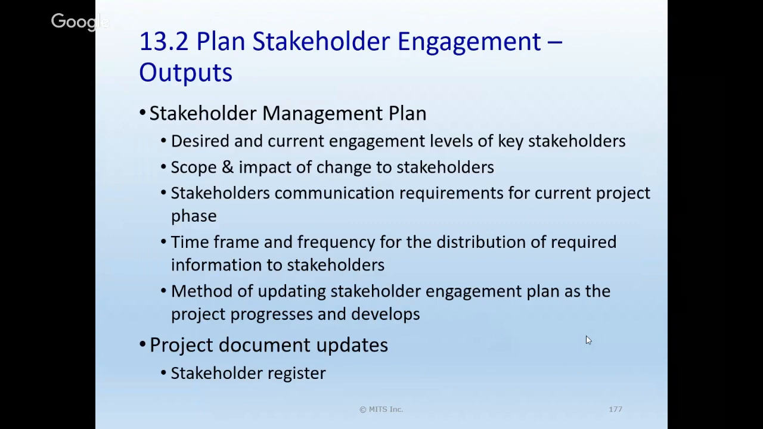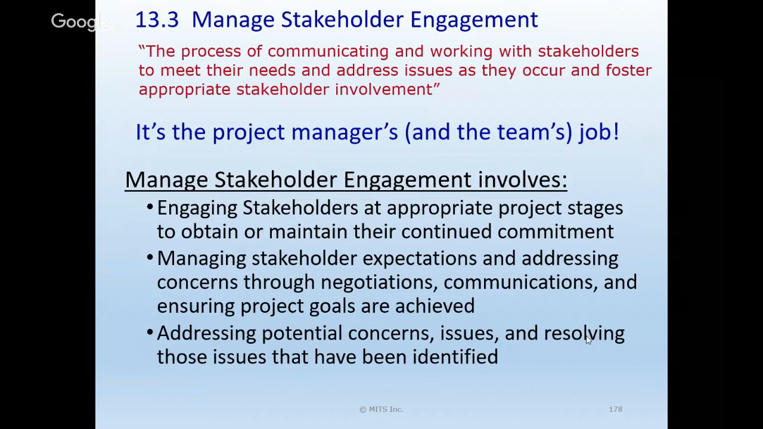The outputs of this will be the plan. Figuring out the desired engagement levels we want to have with our key stakeholders, scope and impact of change on these stakeholders, how we're going to communicate with them, and who needs what information and how frequently, those kinds of things, and how we're going to update our stakeholder engagement plan as we're moving along. And while we're doing this, even putting the plan together, we probably remembered some more stakeholders, or maybe our team came up with some other people we might have missed.